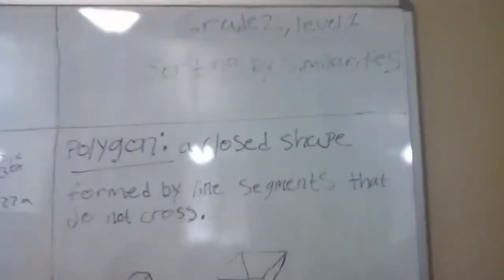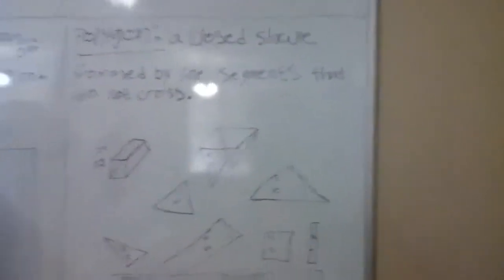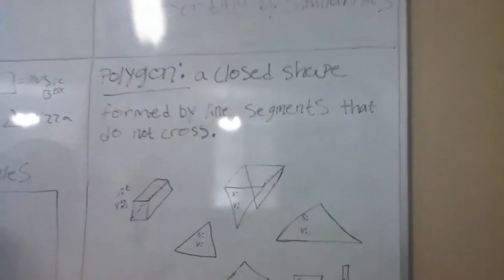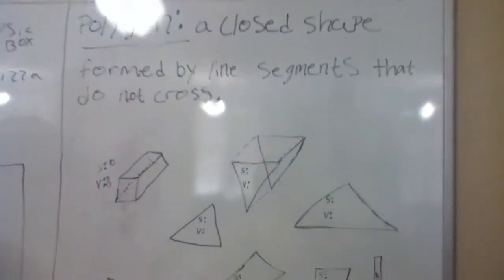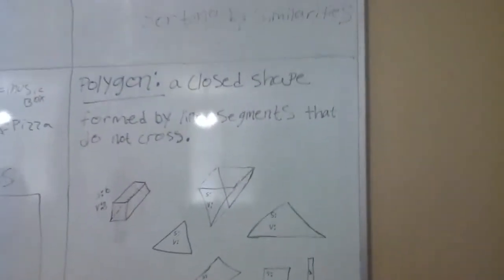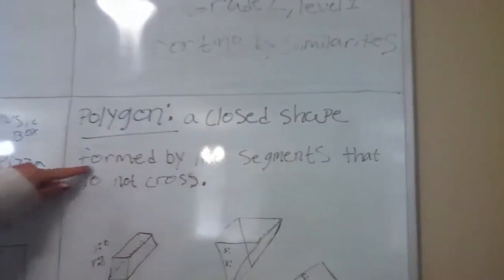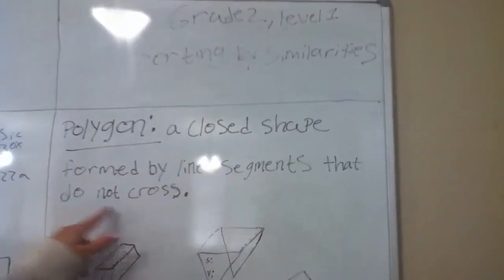Okay, so for grade 2, to get to level 1, I would use the strategy sorting by similarities. For this, we would classify and sort polygons with 12 or fewer sides according to attributes, including identifying the number of sides and the number of vertices. First, I would have to explain what a polygon is, or at least review it. I would say it's a closed shape formed by line segments that do not cross.